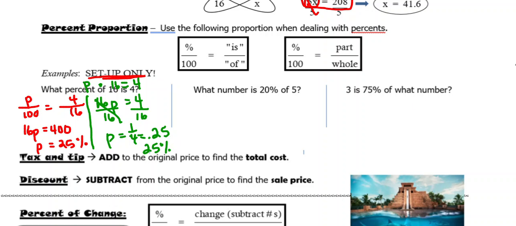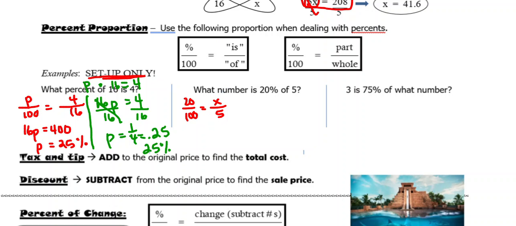All right, so let's try one more. It says, what number is 20% of 5? So my percent is 20 over 100 equals is, so it says what number is, so that means that's my unknown, so I'll give it the x, and then of 5, and there's my 5. Okay, so then again, cross multiply and you get an answer.